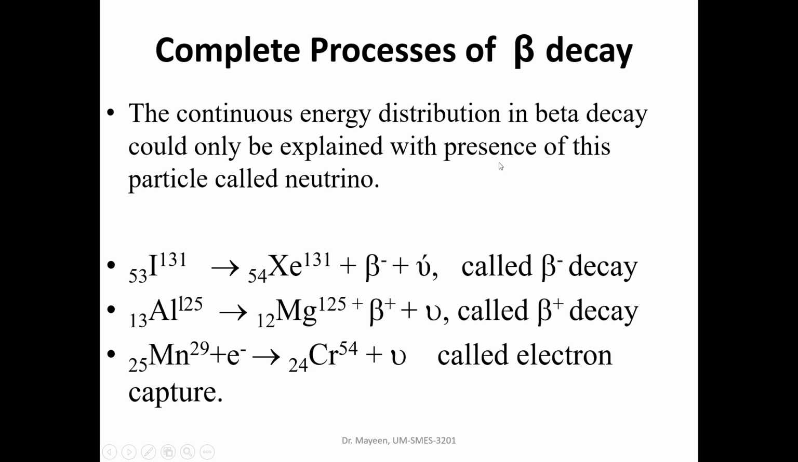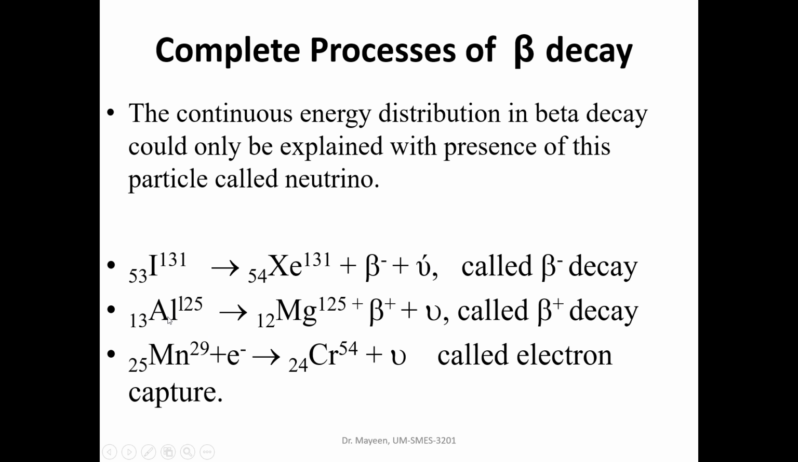So that is the complete process of beta decay. The continuous energy distribution in beta decay could only be explained with the presence of this particle called the neutrino. Without stating something about the neutrino, we cannot completely describe the process of beta decay. So here we have the complete description of the beta decay process. For example, iodine after beta decay is converting into xenon along with a beta negative plus an antineutrino.